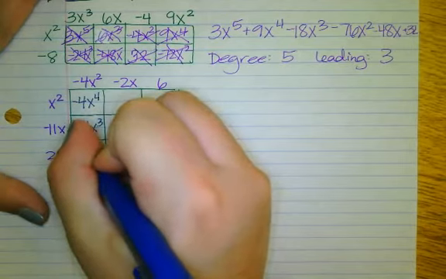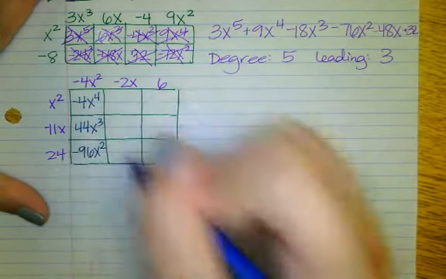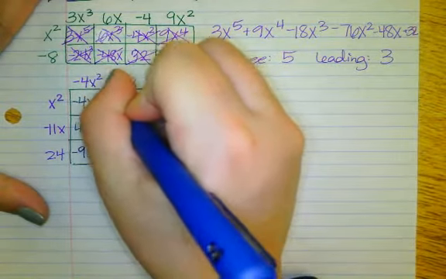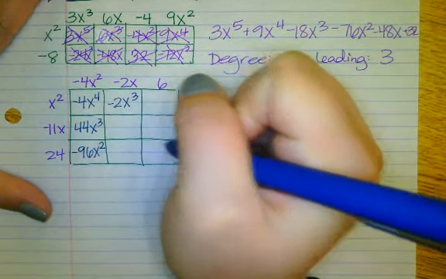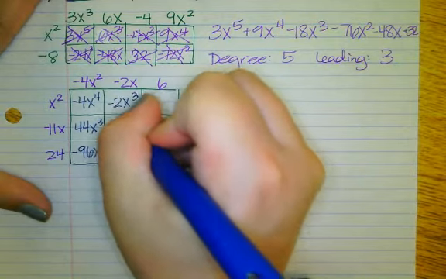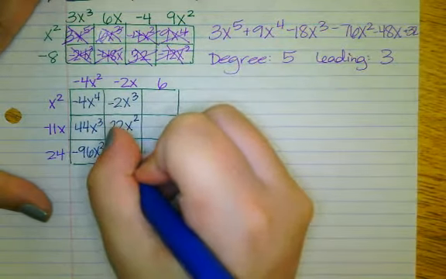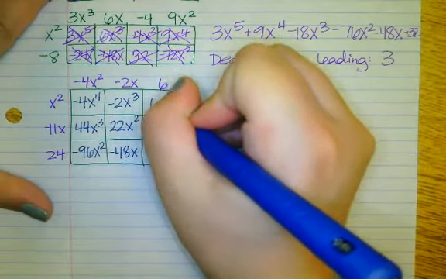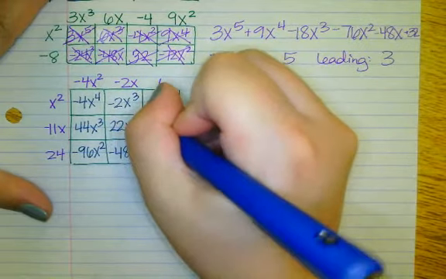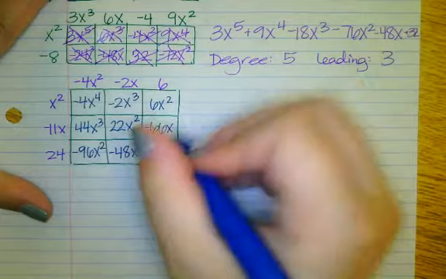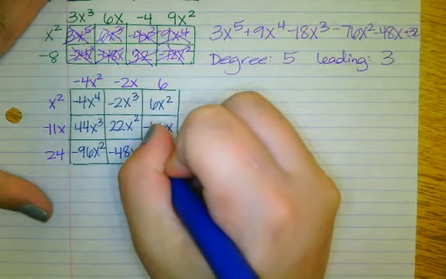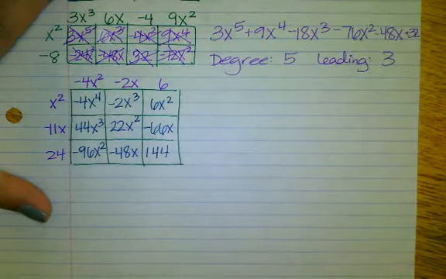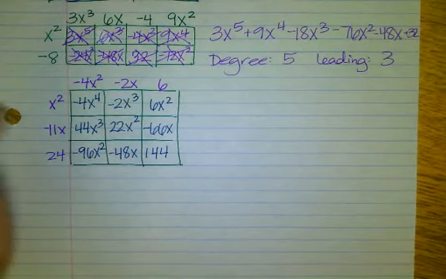Negative 96x squared. Okay, next row, negative 2x times x squared. Negative 2x times negative 11x. Negative 2x times 24. Awesome. And last row, 6 times x squared. 6 times negative 11x. 6 times 24. 144.